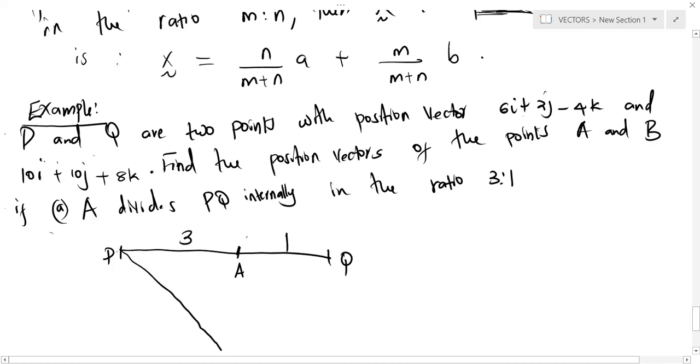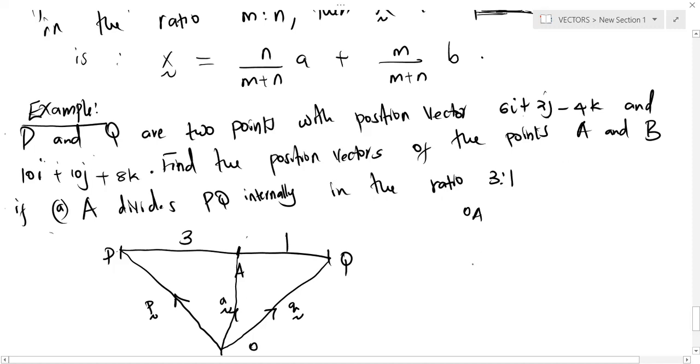Okay, fine. Let's assume they all have their origin 0 at some point here. Okay, so this is the position vector for P. This is the position vector for Q. Okay, and let's call this position vector for A. So find the position vectors of the points A and B. So we want to find the position vectors OA and OB.